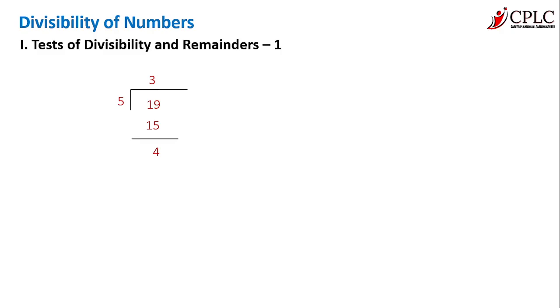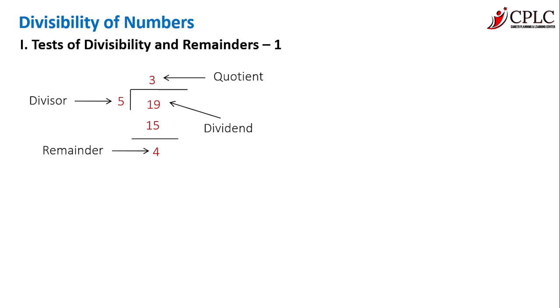Let's define the terms one more time. 19 is the dividend. Then 5 becomes your divisor. Then 3 becomes your quotient, and 4 becomes your remainder. So these are the terms. The same number 19 can also be expressed as 5 threes are 15 plus 4.